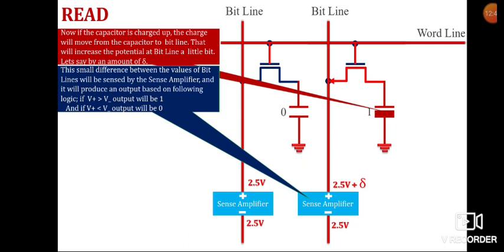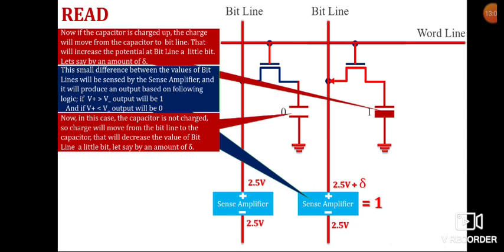Okay, now what else? So you can suggest the output of this sense amplifier. In this case, V plus is greater than V minus, so the output of this sense amplifier will be 1. Okay, and what was the content of the DRAM? The content of the DRAM was 1, and that is how we have read the 1. Okay, now let's see what next.